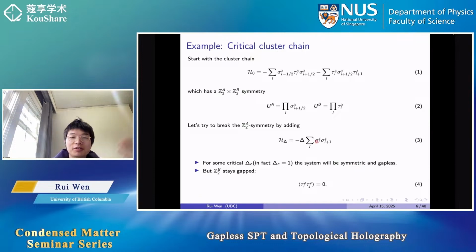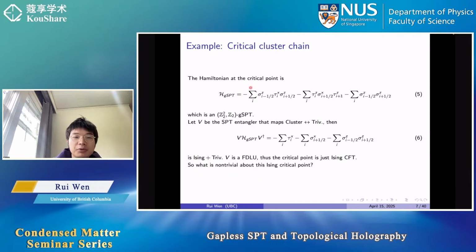You should expect this to be just Ising, like Z2 symmetry breaking. But the point is that Z2B stays gapped, right? This term does not affect the tau spins at all, so this is still identically 0. So Z2B stays gapped, and the Hamiltonian at the critical point is a gapless SPT. By our definition, this is a Z2 squared over Z2 gapless SPT.